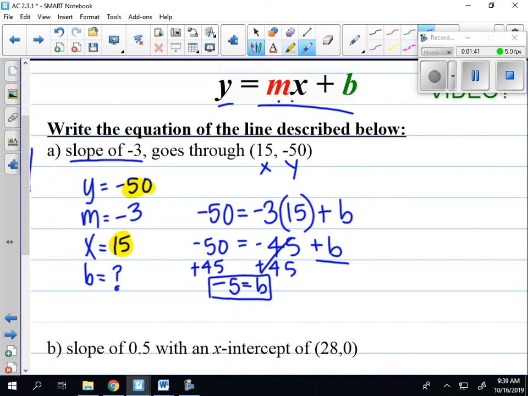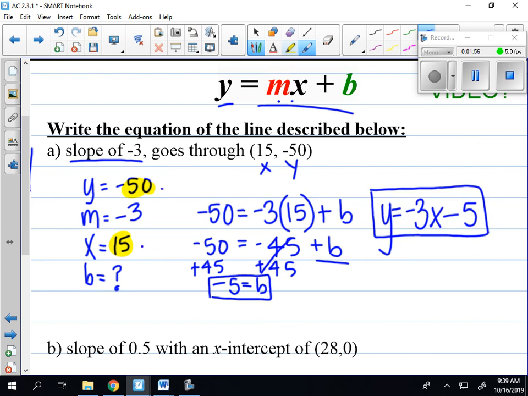So then I can go over to my final answer, y equals negative 3x. You could say plus negative 5, or you could say minus 5. So notice I didn't use negative 50 and 15, right? I don't need them anymore. They were just to help me to find my slope and my y-intercept.